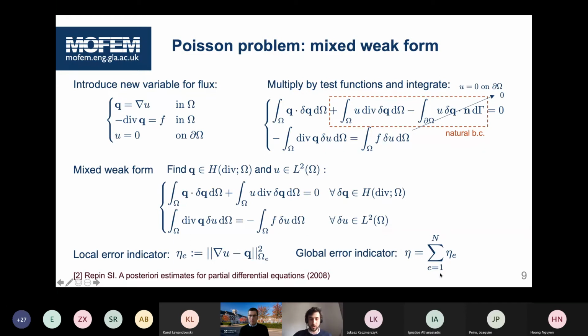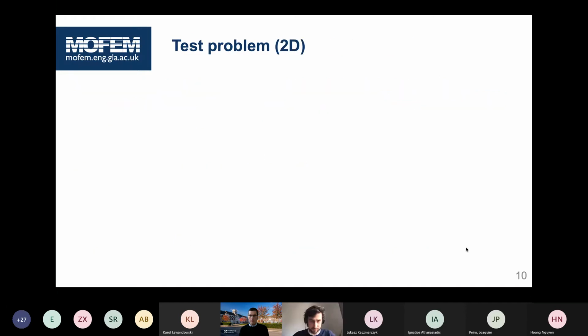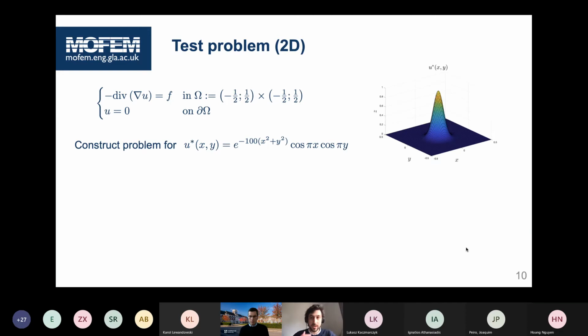Or it can be integrated over the whole domain to give the global error indicator. So this is going to be the one we're going to use. And just to fix what we're going to look for, let's consider the example of the Poisson equation with the homogeneous boundary condition in a rectangular domain.